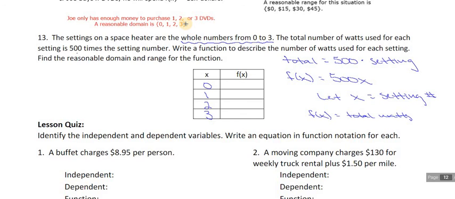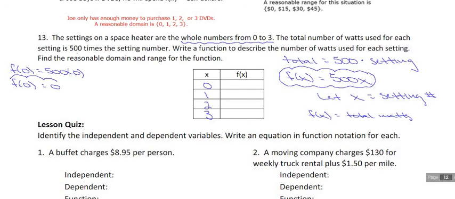So we need to take the x value of 0, substitute it into our function to figure out how many total watts. So we're going to find f of 0. So we do 500 times 0. So f of 0 equals 0. Now we're going to plug in 1 for x. F of 1 equals 500 times 1. So f of 1 equals 500.